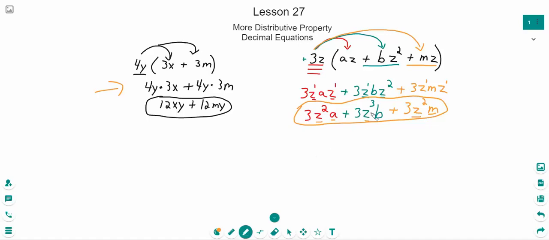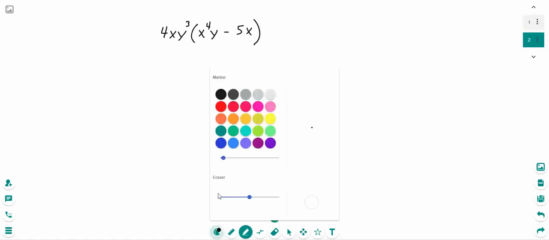All right. So let's try just a couple of these. I might just pull a couple from the book here that are maybe just a shade more complex and see how you do. So if we have 4xy, and then we're multiplying that by, well, actually, let's make that 4xy to the cubed. How's that? And then we've got x to the fourth y minus 5x. There we go. All right. So we'll do this one together, and then the next one you can do on your own first, and then we'll see how you did.